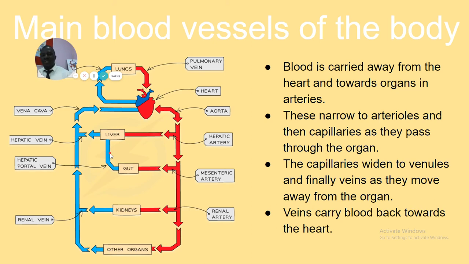Hepatic portal vein picks digested food from the gut and sends it to the liver before it goes to the blood system. Then the liver removes whatever it wants to remove, and then later it makes it join the blood vessels and flow to wherever it needs to go. So that's the third blood vessel that connects to the liver.